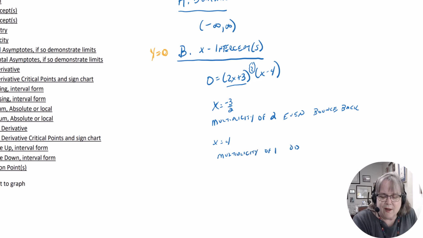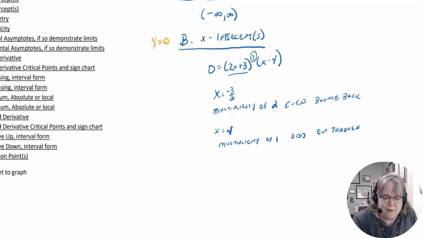And since it's odd, 1 is odd, then it's going to cut through to the other side. So it's going to cut through that x-intercept. Now, okay. And then I'm going to back up and tell you something in just a second.